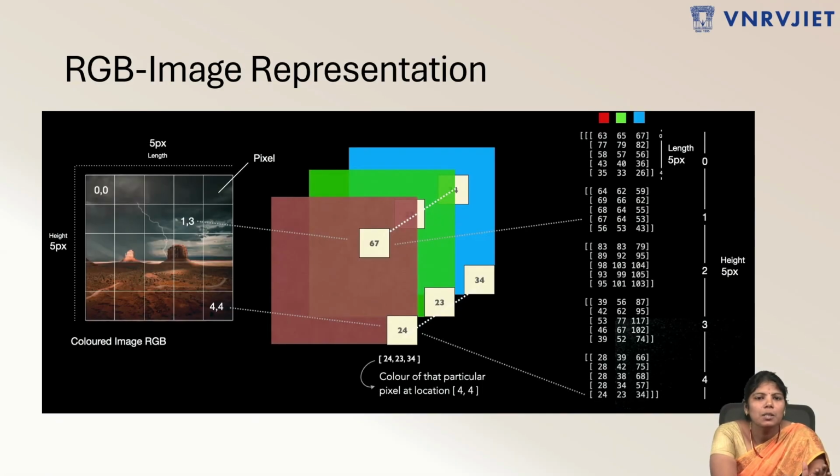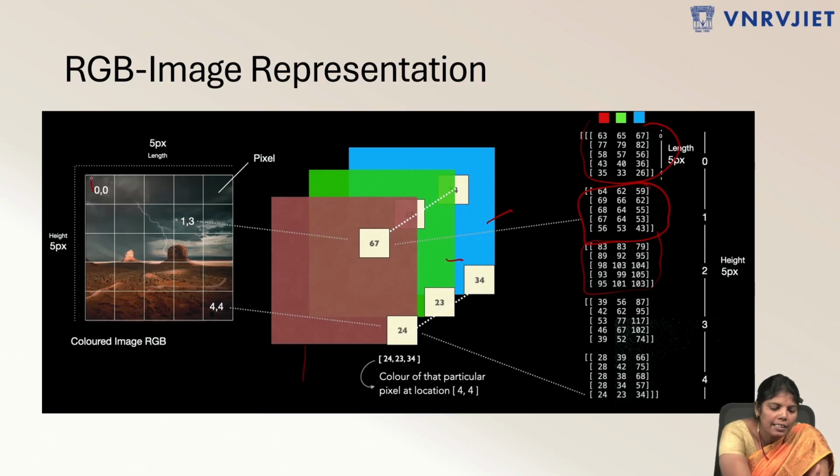This is the RGB image representation. See here, this is a three-dimensional representation. We have RGB with three channels: a red channel, a green channel, and a blue channel. The red channel has its own pixel values, the green channel has its own pixel values, and the blue channel also has its own pixel values. The combination of all these intensity values gives you this pixel value.